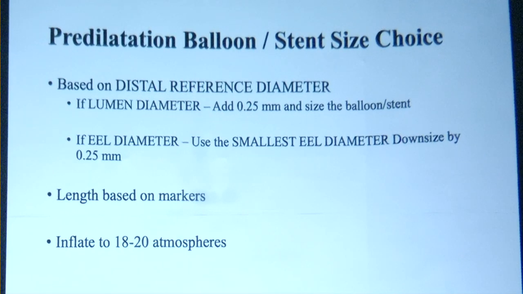The predilatation balloon choice and the stent choice, as we said: if you're using lumen diameter at the reference segment, add 0.25. If you're using EEL, subtract 0.25, and that gives you your reference lumen or your device diameter.